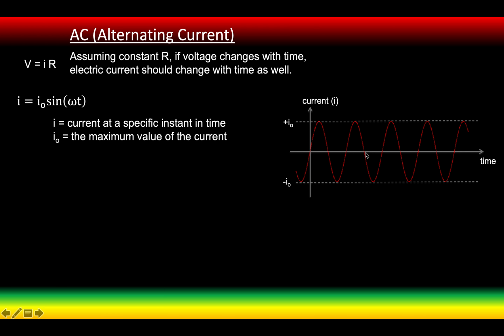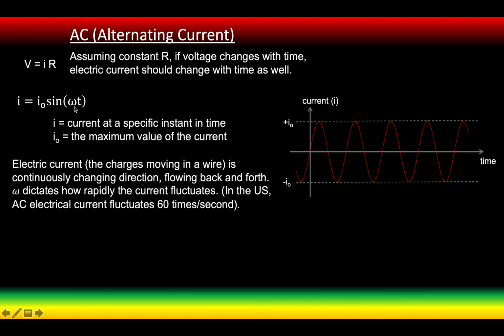There's also this term omega. Omega could be thought of as a term that determines how rapidly the current switches direction traveling back and forth. In the United States, AC electrical current fluctuates at 60 times a second. This implies that if you were to plug a device into a wall outlet, the current flowing through that device would be switching its direction of travel back and forth at a rate of 60 times a second.